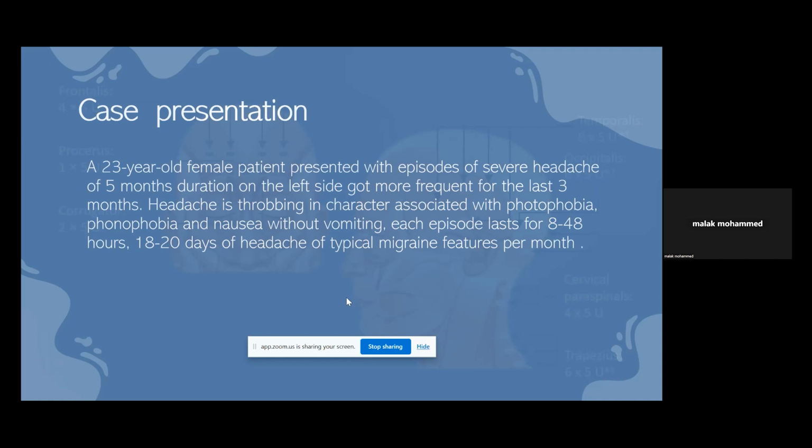In such cases, we try to dig into the history. Why did the headache start? Is there any specific thing? We couldn't reach any clue, but she started having mood changes. She's very depressed because of the headache. It's limiting her from practicing her regular life.